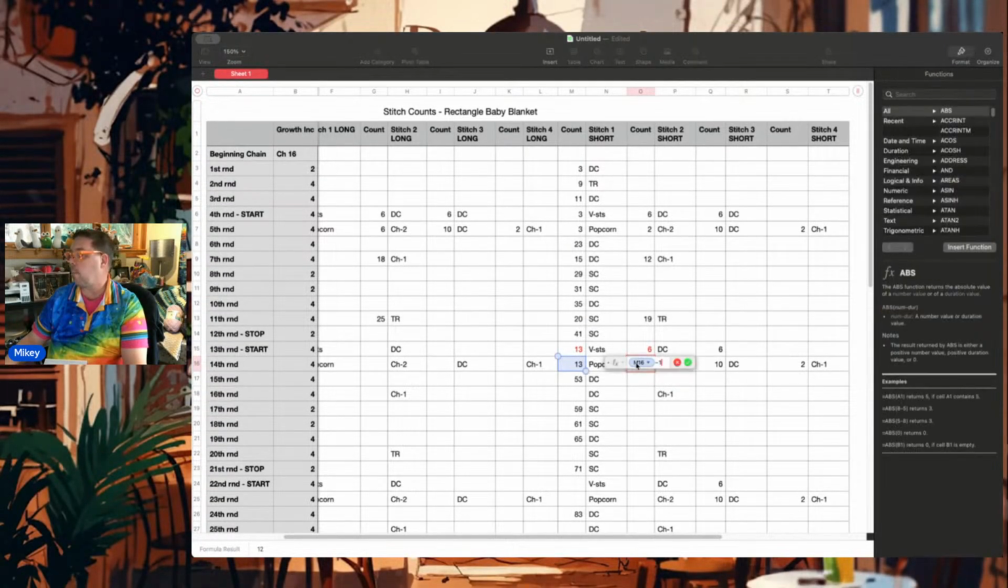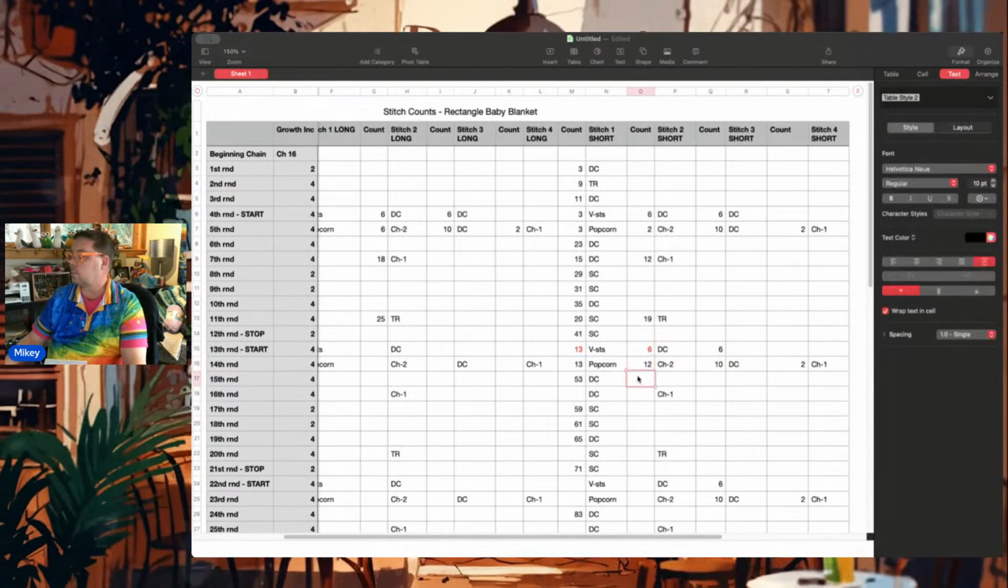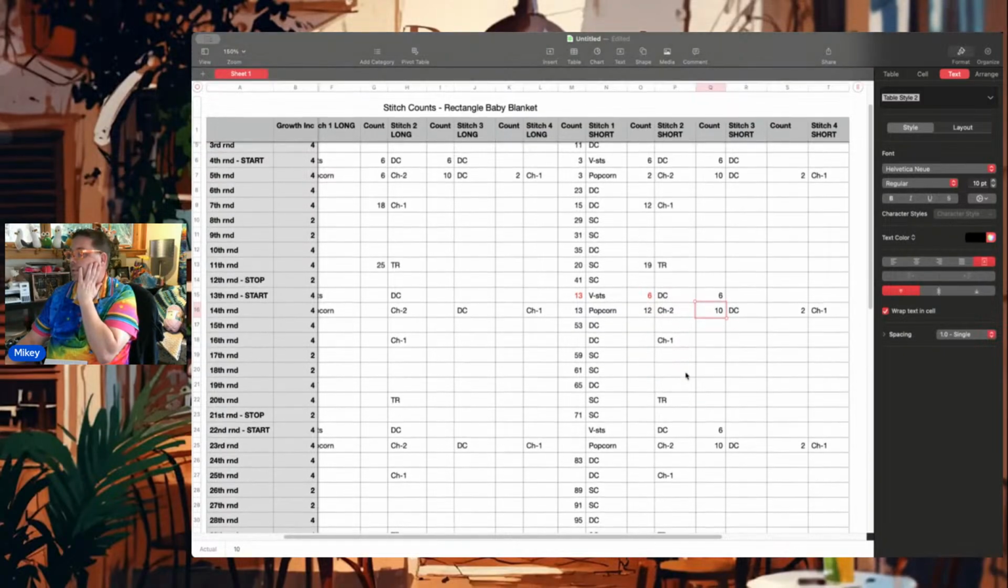12 double crochet. And 10 double crochet, 2 chain 1 spaces.